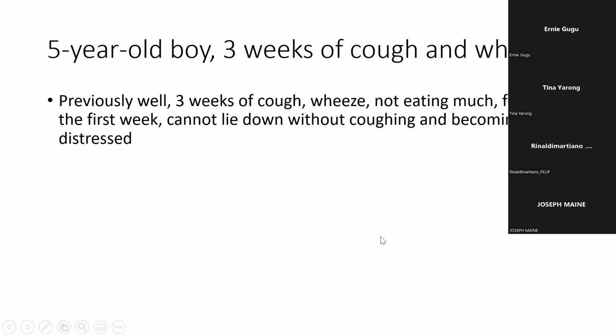Okay. Now, I'm going to talk about a different case now. This was a 5-year-old boy who had 3 weeks of cough and wheeze, a relatively common condition, isn't it? A 5-year-old boy gets cough and wheeze for 3 weeks. And when you hear that story, then what sorts of diagnoses would you think of? I want you to tell me some diagnoses which might cause cough and wheeze for 3 weeks.